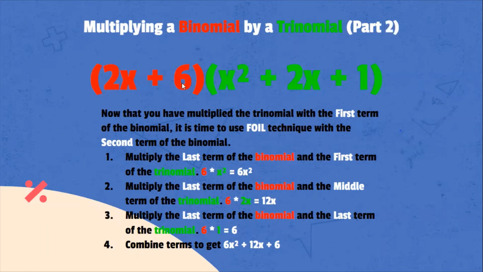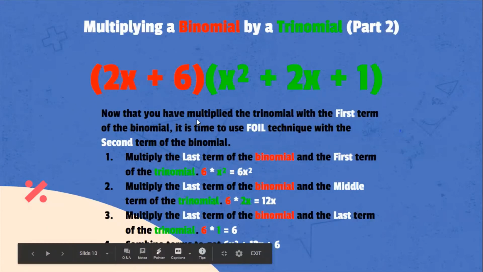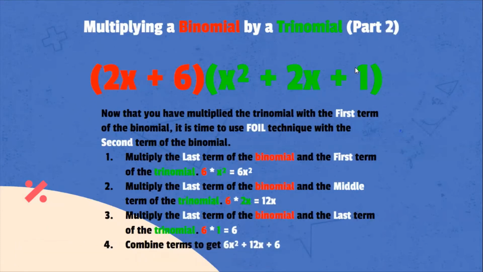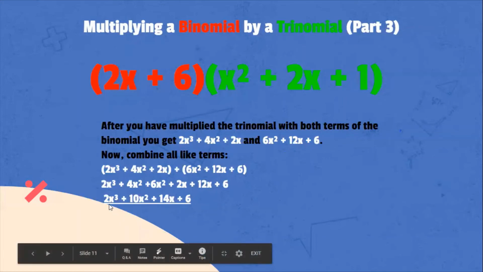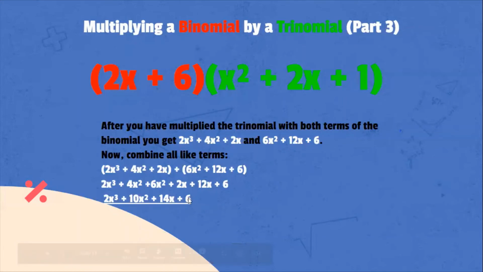Then we'd multiply the last term of the binomial with the middle term of the trinomial, which would get us 12x. And then we would multiply the last term of the binomial and the last term of the trinomial, which would just be 6. So now we would get 6x squared plus 12x plus 6, which would be the second part of our answer. Finally, we want to combine those two answers of 2x cubed plus 4x squared plus 2x and 6x squared plus 12x plus 6. And we would combine them to get a final answer of 2x cubed plus 10x squared plus 14x plus 6.